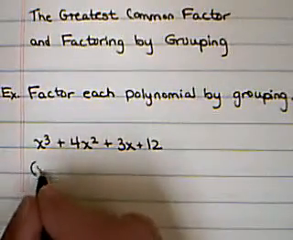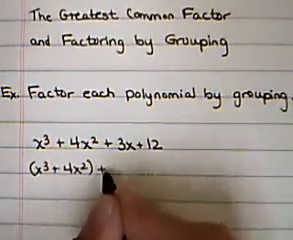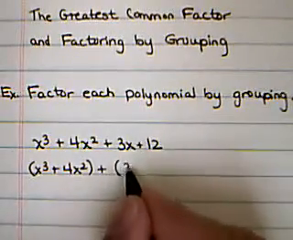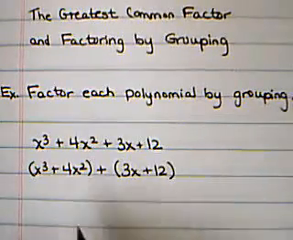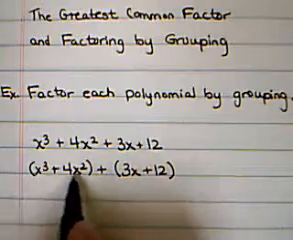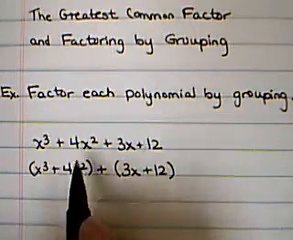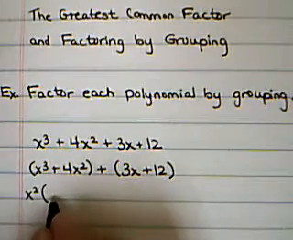We place the first 2 in parentheses, place a plus sign between the parentheses, and then the last 2 terms in the last set of parentheses. And then we look at our first 2 terms. Both of these terms have at least 2 x's in common. This has 3 x's, that has 2. They both have at least 2. So we're going to factor out the greatest common factor, which is x squared.